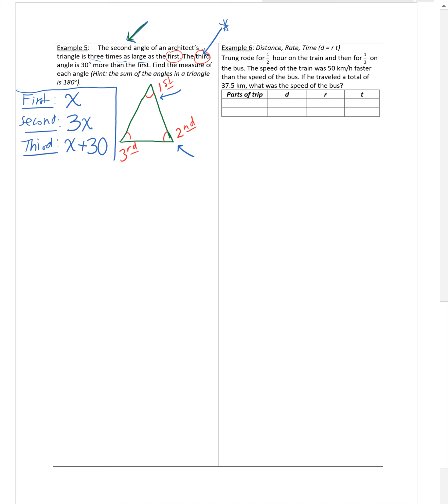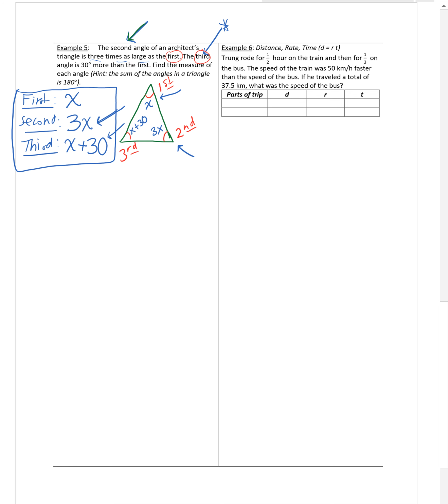If I say the first is x, the second was 3 times, which means 3 multiplied by x. And then the third one was 30 degrees more. So if I have 30 more of something, that means I'm adding 30. I think that makes sense. Okay, let me label these. The first angle was x, the second angle was 3x, and the third angle was x plus 30. Gotcha. All right, we got everything labeled.